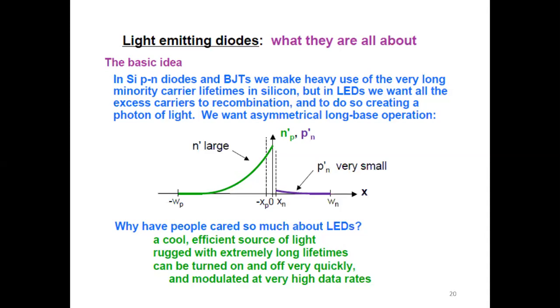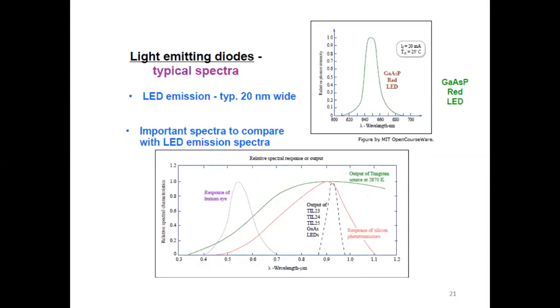What you get out of that is a cool, efficient source of light, which is extremely tough with extremely long lifetime, can be turned on and off very quickly and modulated at very high data rates. For the light emitting diodes, a typical spectra, if you think about gallium arsenide phosphate, like the red LEDs, the important spectra to compare with the LED spectrums, with the human response of eyes, can be found in this for various kinds of outputs.